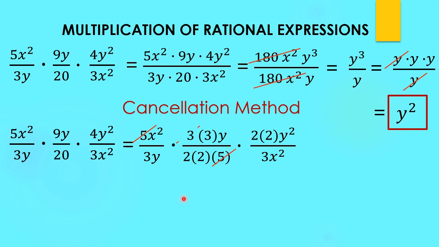So we have 5, then 3, 2, then another 3, x squared, and y, and then 2. So what remains is y squared. So we come up with the same answer using the cancellation method. So the final answer also is y squared.